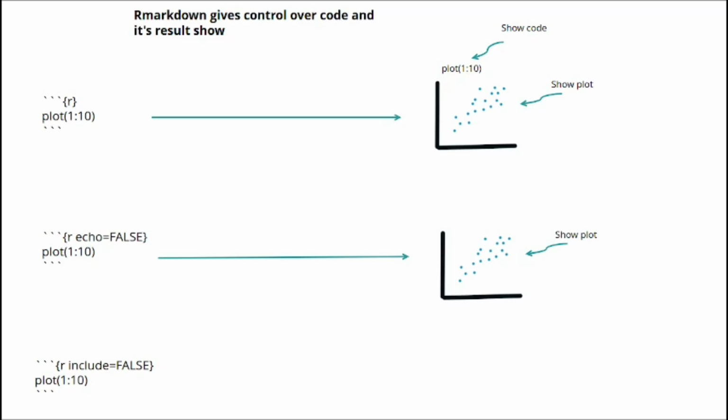So you can do this in R Markdown by just putting the option echo equal to false here. By default echo equals true, but if you write echo equal to false, it hides the code but shows the result, the plot. In the third option I wrote include equal to false. What it does is hide the code and also hide the result, the plot.